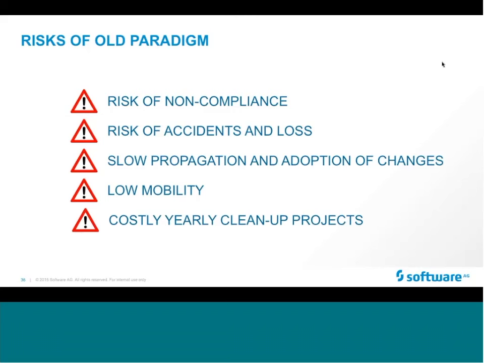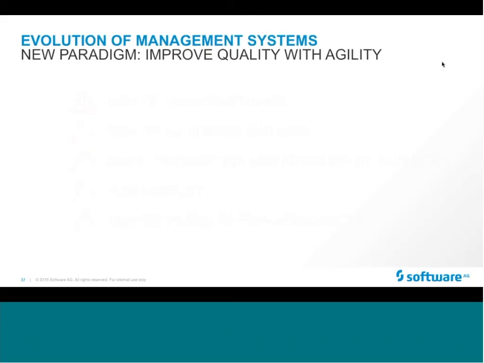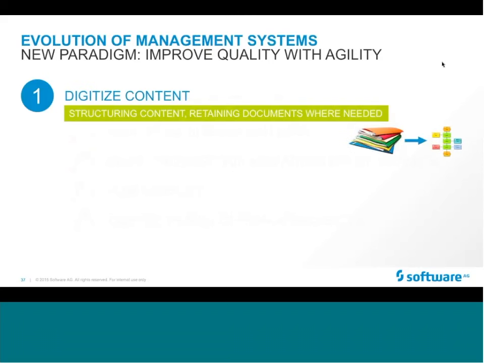So enough about the documents. We want to get rid of that. I think we made that clear. So how do we do that? First of all, we digitalize the content. We go through these documents, we take out any process information, and we store that inside of ARIS. So we have now one structured body of process knowledge, which is consistent and connected.